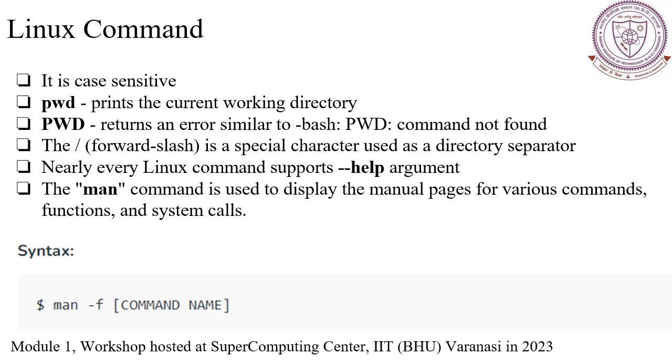So if you want to know what this command will do and how it can be written, it is given in the manual pages. So how can you check it? By giving man hyphen f, then your command name. If I give man hyphen f with small pwd, then it gives the manual of pwd and how we can use it. Then the next thing came.